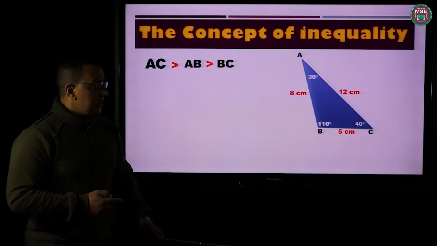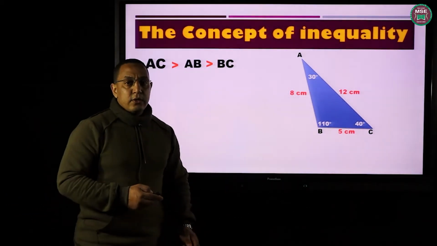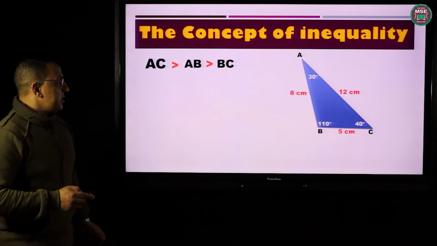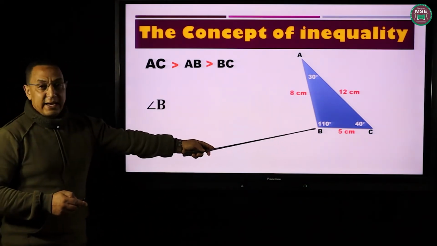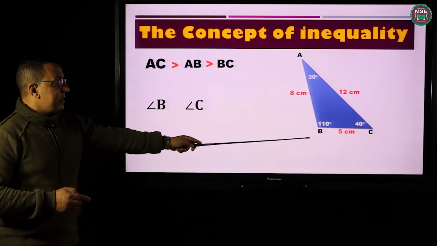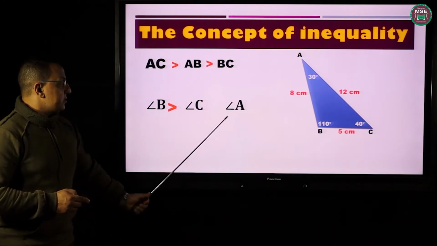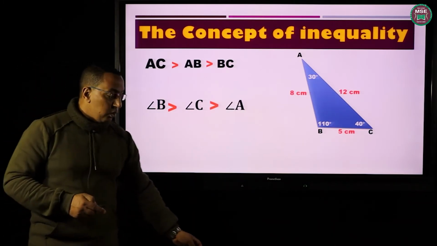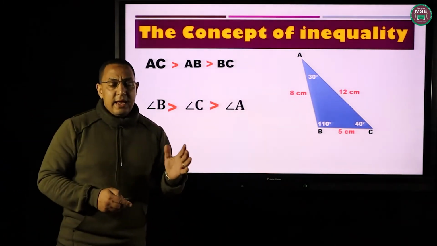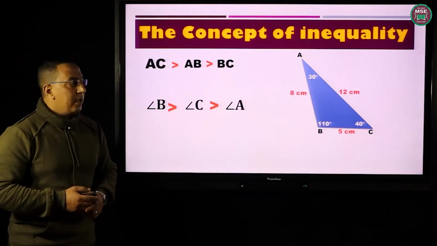Now, if the angles are 30, 40, and 110, to compare the angles, we see that the greatest angle here is angle B, and the next angle is C, so B is greater than C, and angle C is greater than angle A. This is the order of angles A, B, C, and the order of the sides AB, BC, and AC.